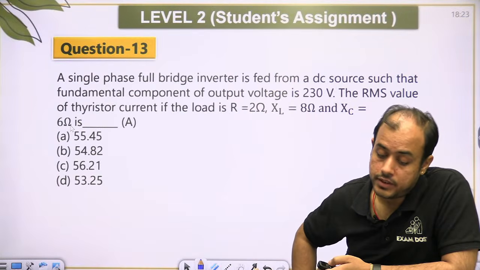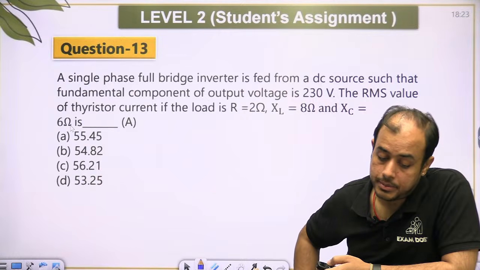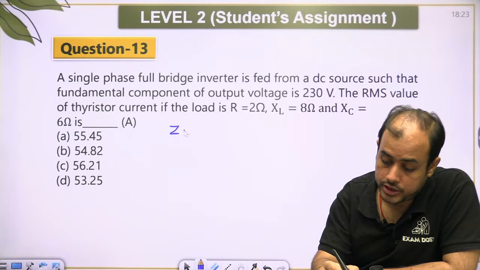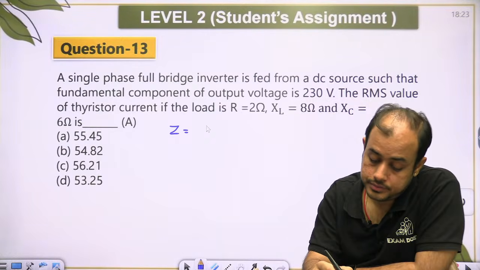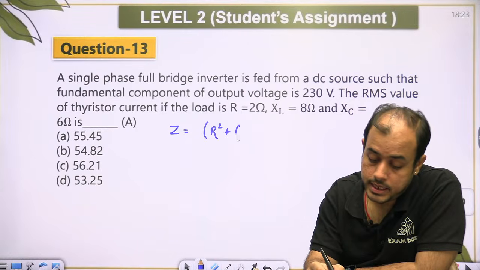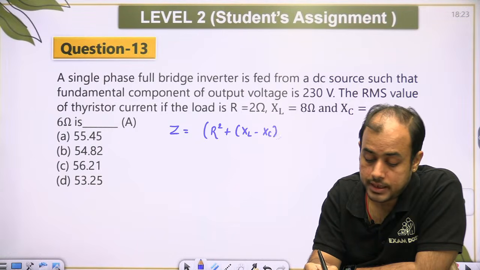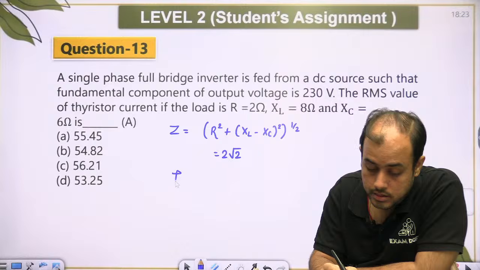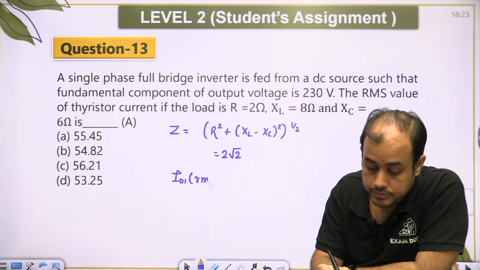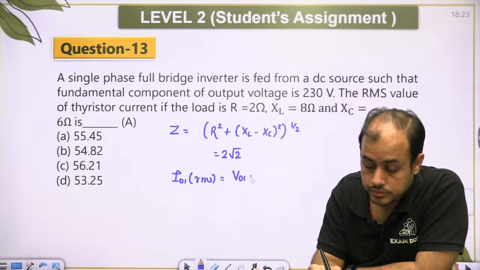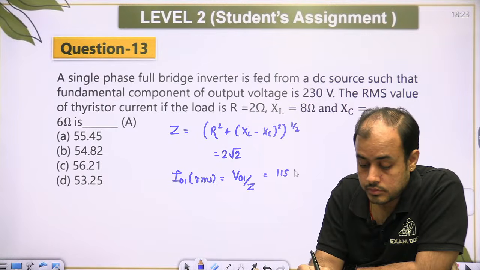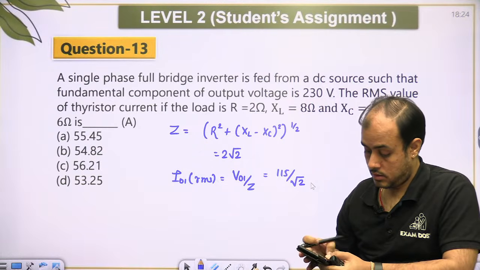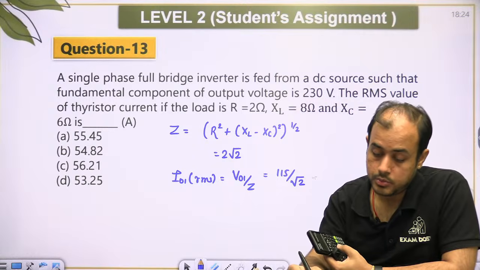Single phase full bridge inverter is fed from DC source. Fundamental component R, XL, XC is given. Again, same type of question. But this time it has directly given you the fundamental component of voltage.